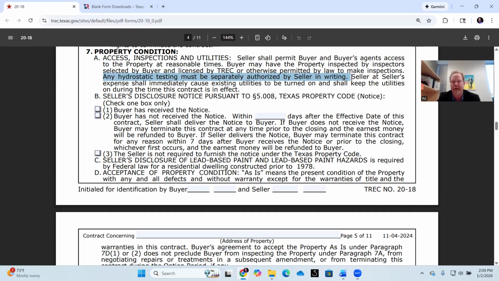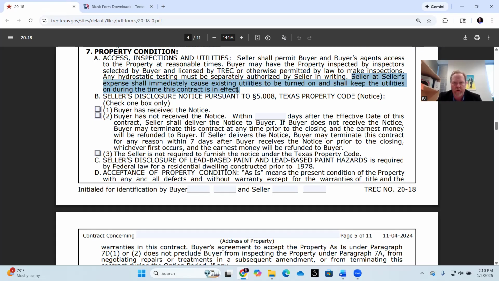Okay, now here's something else that people get wrong. The seller, at the seller's expense, shall immediately cause all utilities to be turned on and the utilities to be kept on until closing while this contract is in effect. So the seller has to have the power on and has to have water on, has to have sewage on. All utilities have to be on. If gas is involved, then gas has to be on. They have to be on to allow for inspections and to ensure everything is working the day of closing.